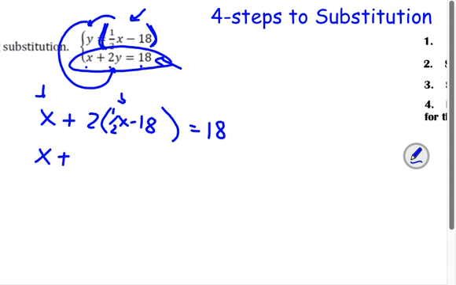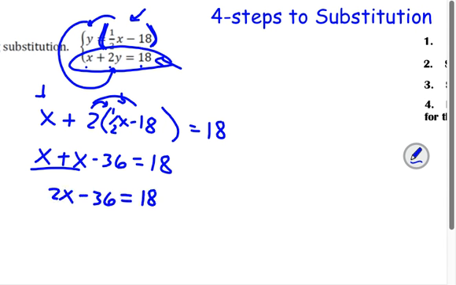So we're going to simplify first. 2 times 1/2 is 1, our x. 2 times negative 18 is negative 36 equals 18. This is 2x minus 36 equals 18. We are going to add 36 to both sides, and I get 2x equals, looks like 54.